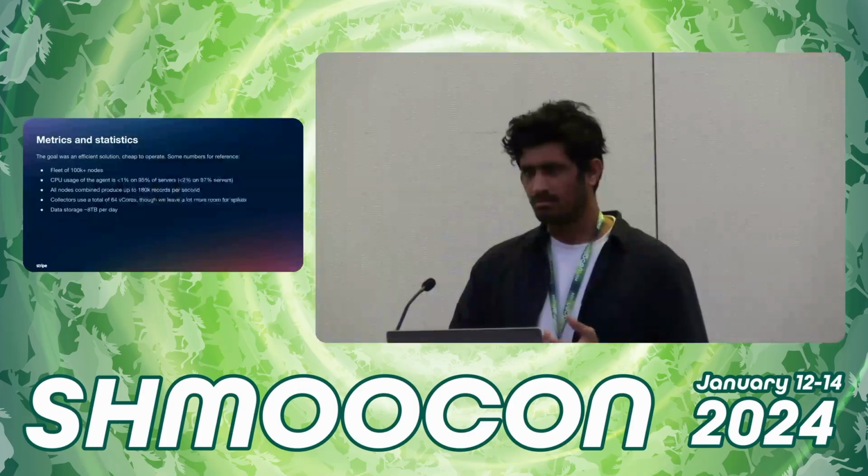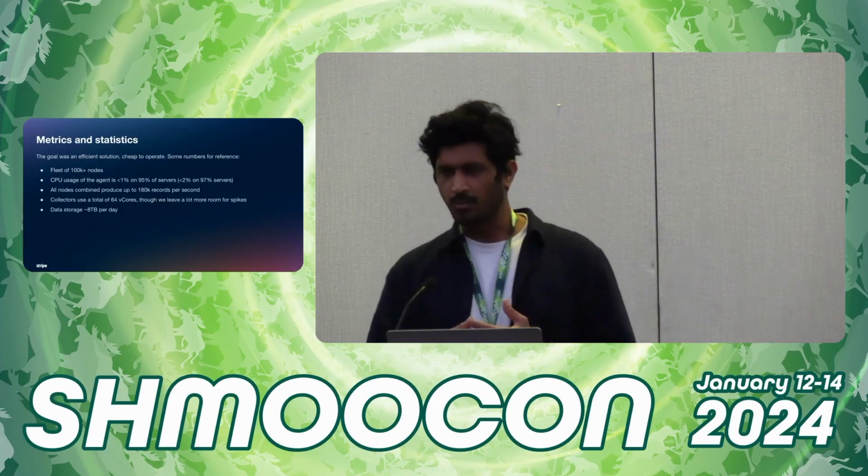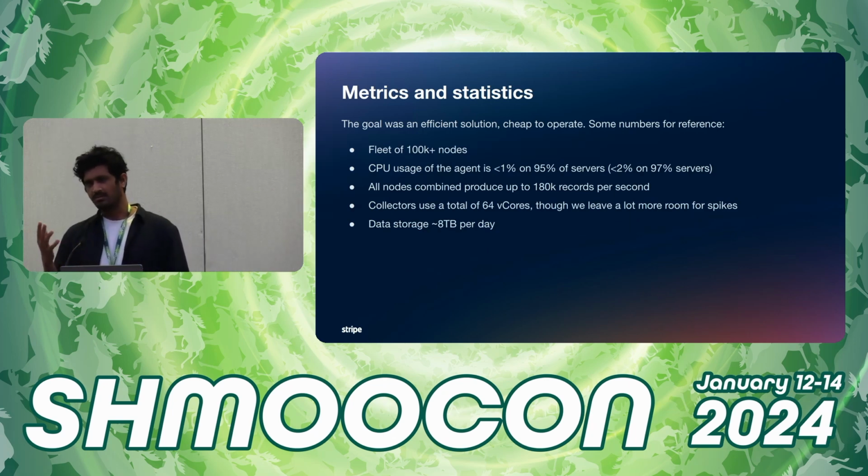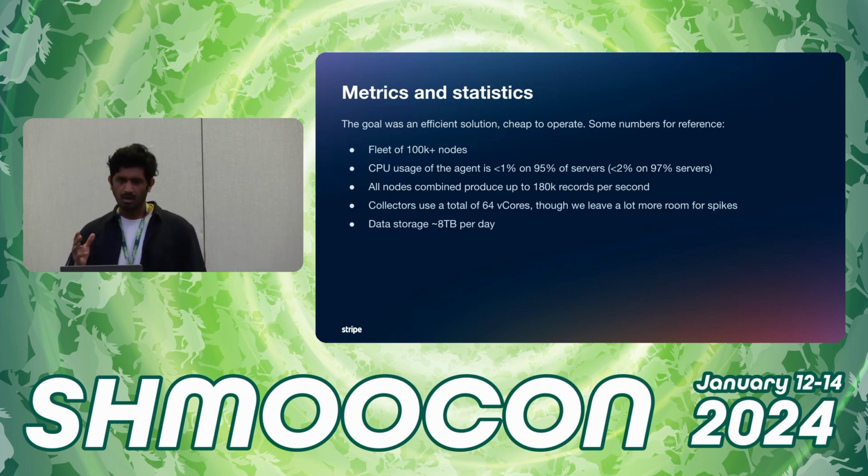And the total number of records produced a second is around 180,000. Of course, there are spiky situations and whatnot. This is just the average I'm talking about. And thanks to the simplicity of the design of the collector, all of the collection only requires active 64 vCPUs. So in a typical AWS machine, that would be just 4 boxes, although we have provision for spikes and the likes of that. But this is what is actively being used.